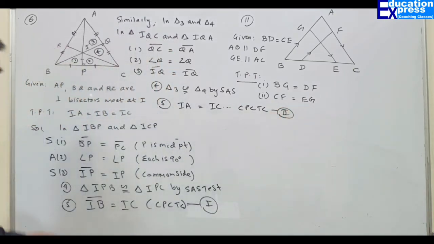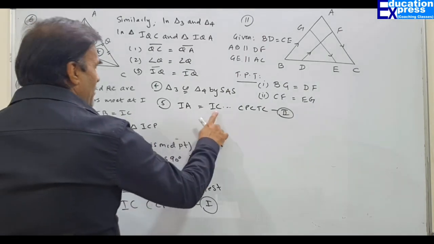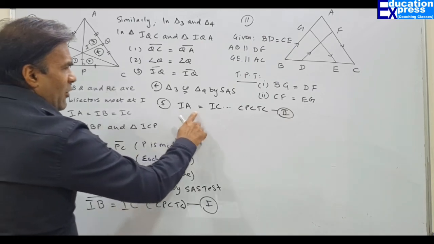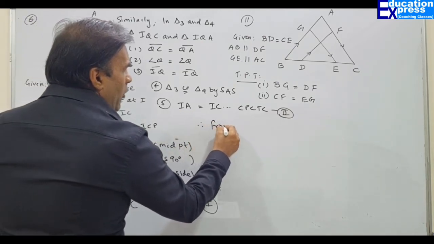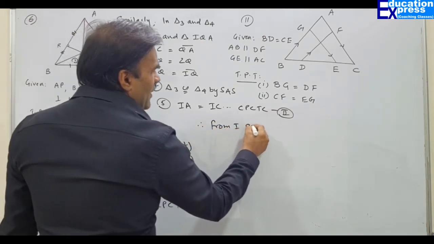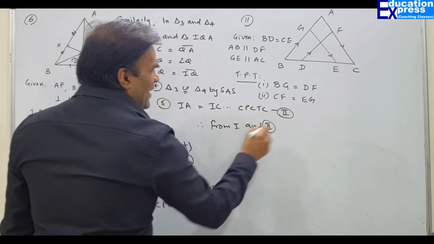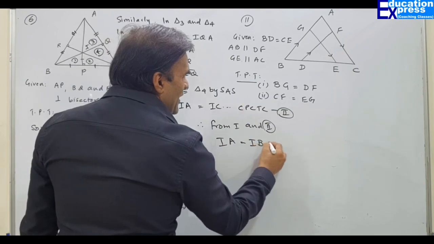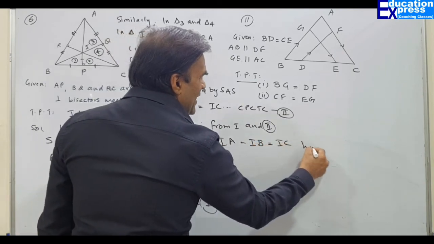Can you see that? Roman 1 states that IB equals IC. Roman 2 states that IA equals IC. So IC equals IA and IB also. Therefore, from Roman 1 and Roman 2, can we say that IA equals IB equals IC, hence proved.